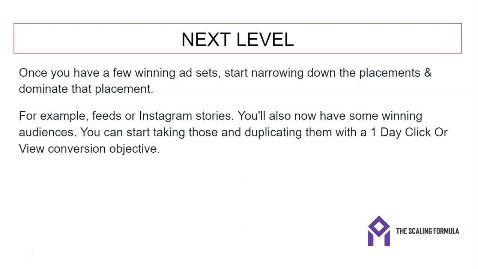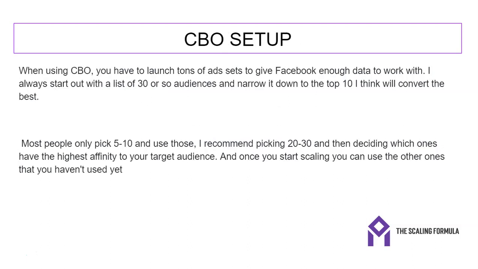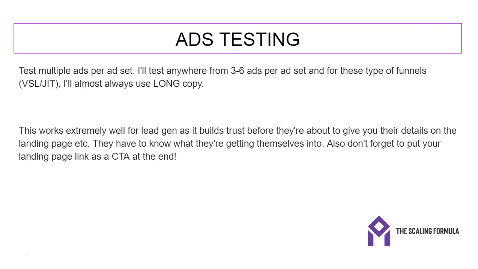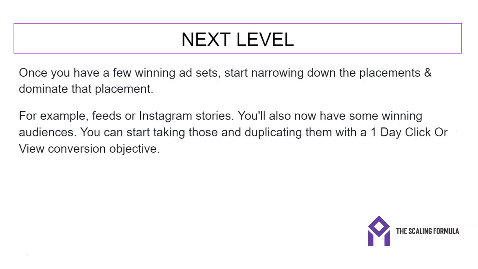Feeds on Instagram and Facebook is definitely something I would do as well. So I will run videos to Instagram and Facebook feeds with long copy as well, and then once they get to the page, it just makes that opting in so much easier. But like I said, the main thing is running that CBO with 20 audiences, 3 to 6 ads in each one, long copy. If you do all that, it's going to be so easy to get cheap leads. It's going to be very hard for you not to get profitable leads very, very quickly. But yeah, that's what there is to it.